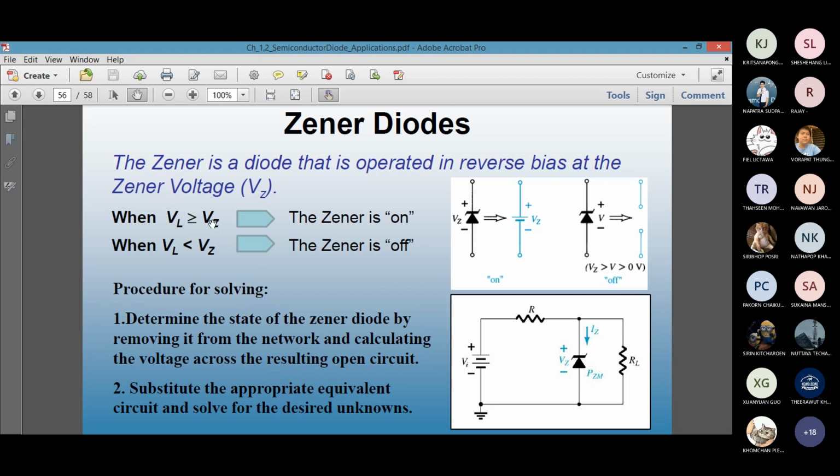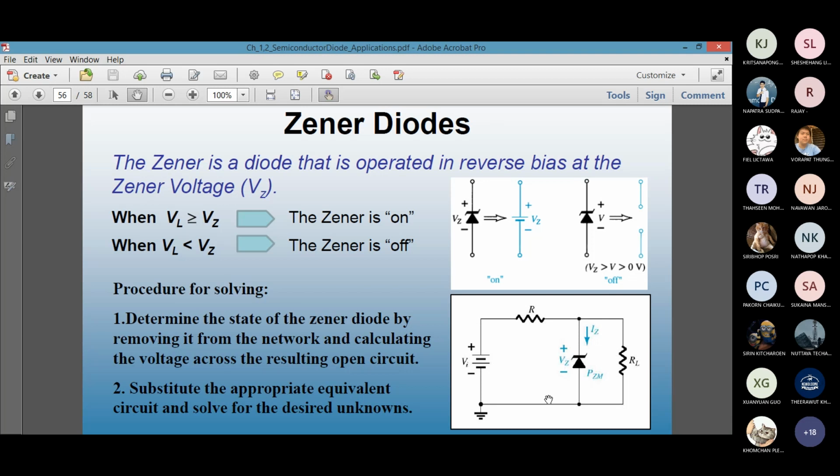Then let's say the Zener rating is 8 volts, and VL is 9 volts by calculation. 9 is greater than 8, so when you find this, the Zener is on, and then VL will be the same as the Zener voltage, not 9 volts. VL will be locked to the value of the Zener voltage, because once it is on, it locks the voltage, and the parallel voltages should be the same.